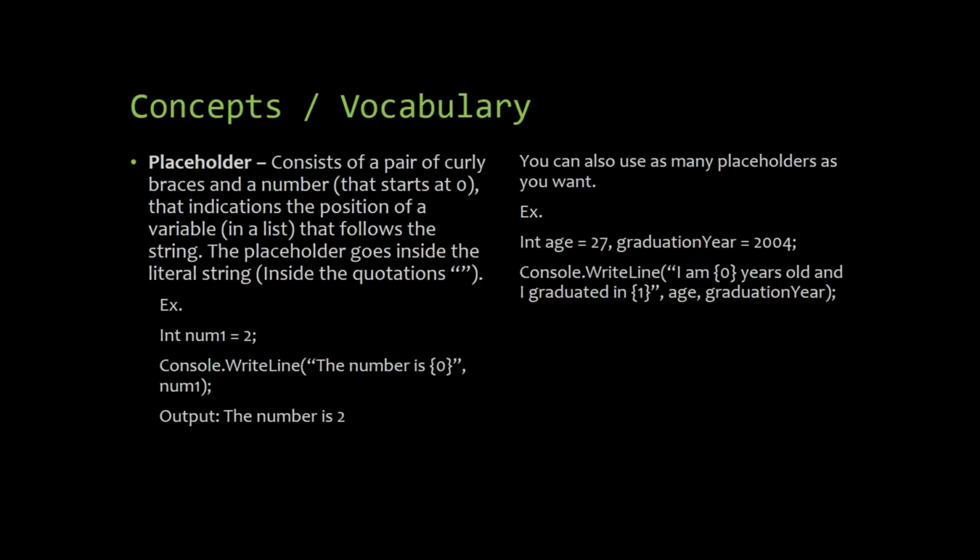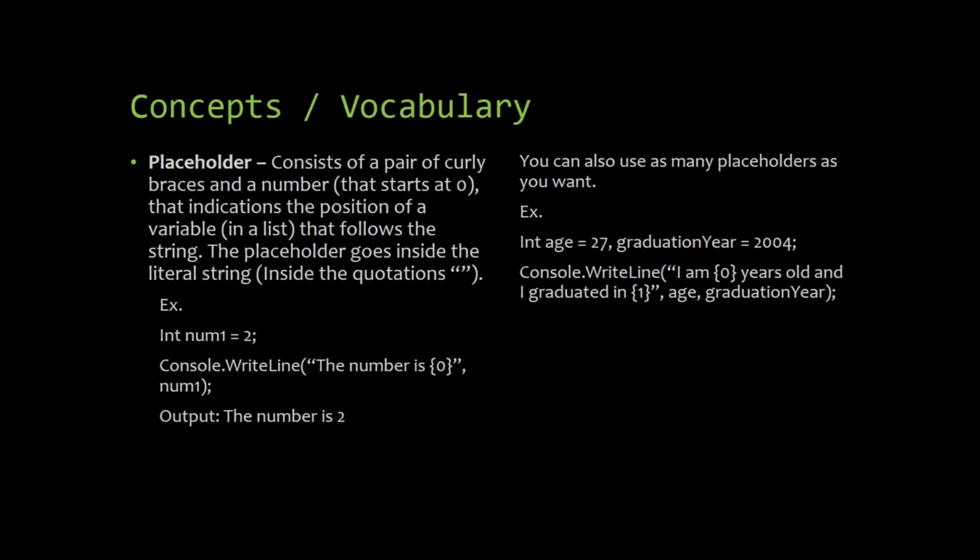A placeholder consists of a pair of curly braces and a number that starts at 0. That indicates the position of the variable in a list that follows the string. The placeholder goes inside the literal string, inside the quotation. So let me give you an example. Here's our data type integer, our variable num1, assigned the value of 2. And then here's some code, Console.WriteLine, and the literal string is what we call the information inside the quotation. So the literal string says, the number is placeholder 0.